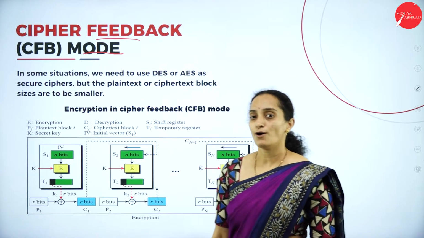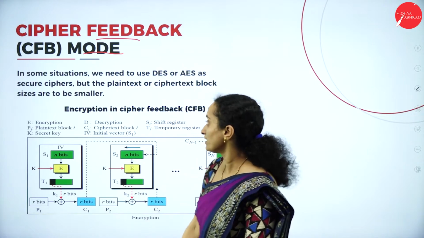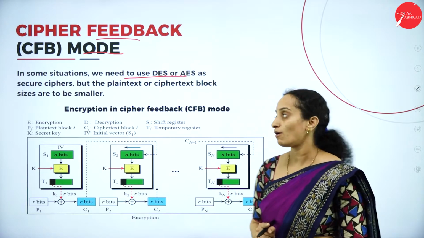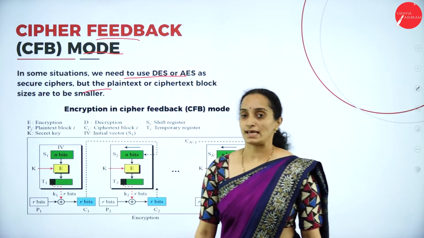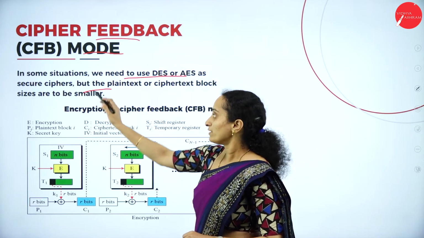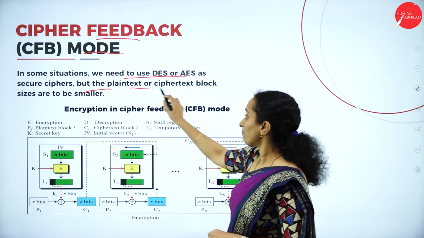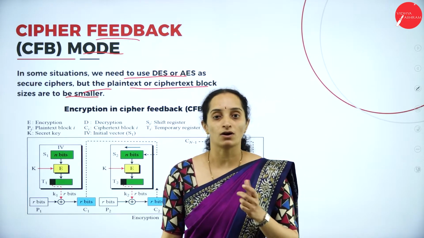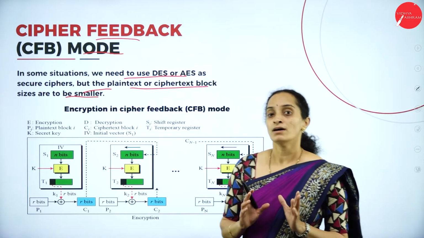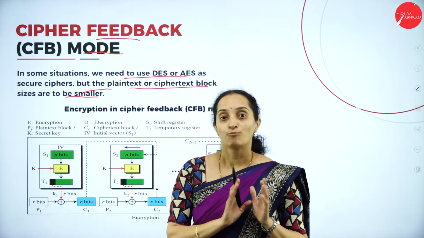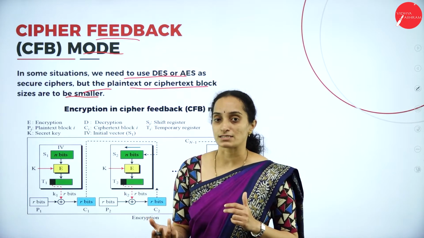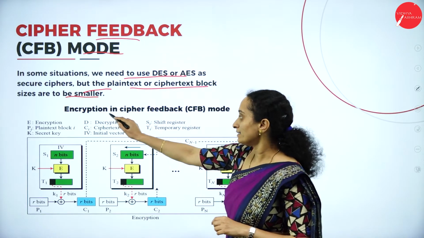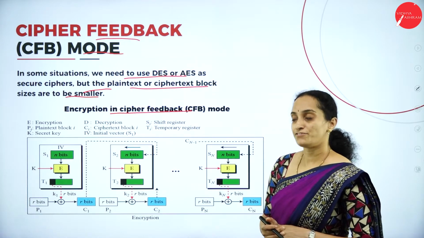How is encryption and decryption done in a block cipher? We need to use DES in some situations. We need to use DES or AES as the secured ciphers with varying size of plain text. But the plain text or ciphertext block size needs to be smaller than 64-bit or 128-bit. You can't have less number of blocks with more number of characters. This time the situation is different. You need to have more number of blocks with fewer characters. In that case, you can use the cipher feedback mode.